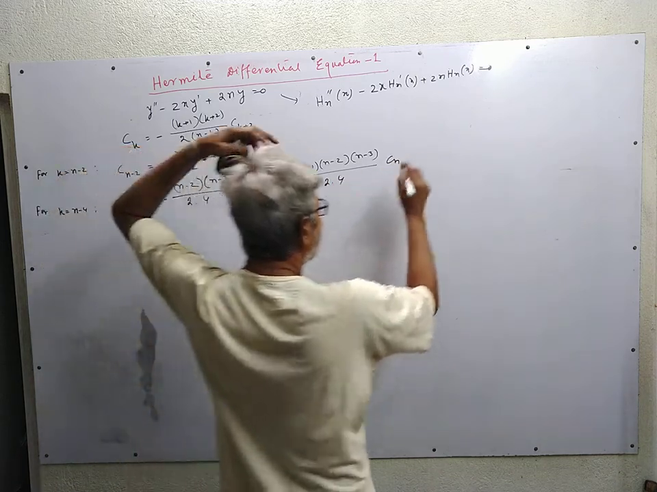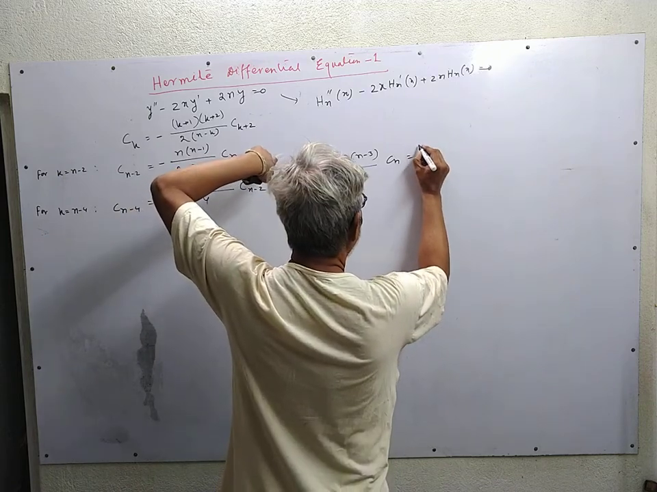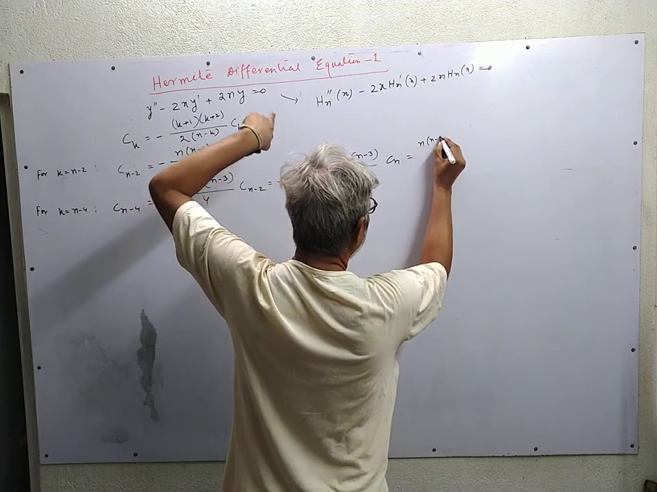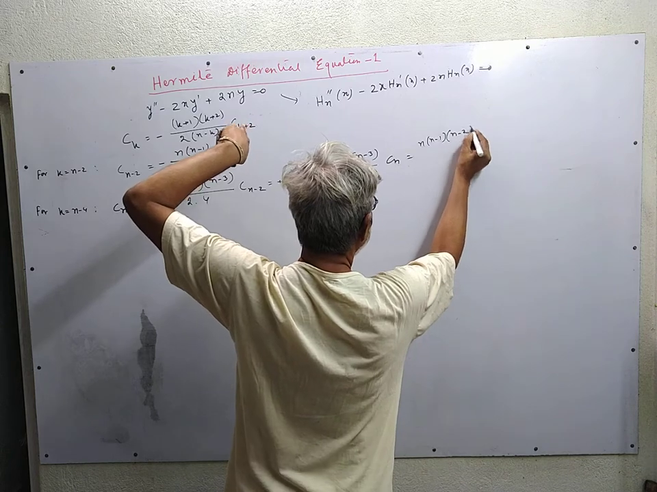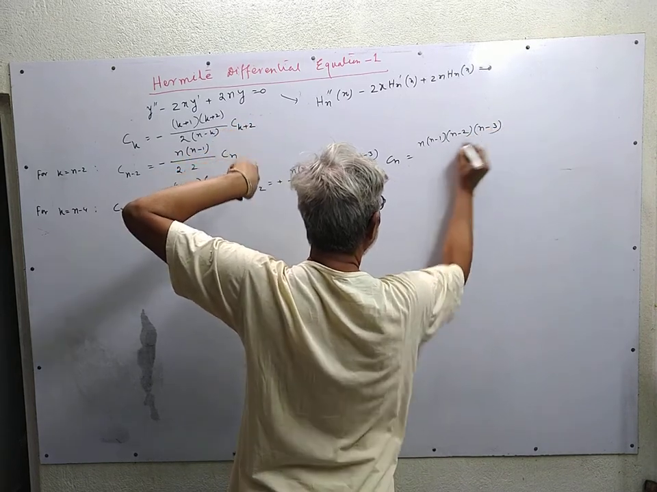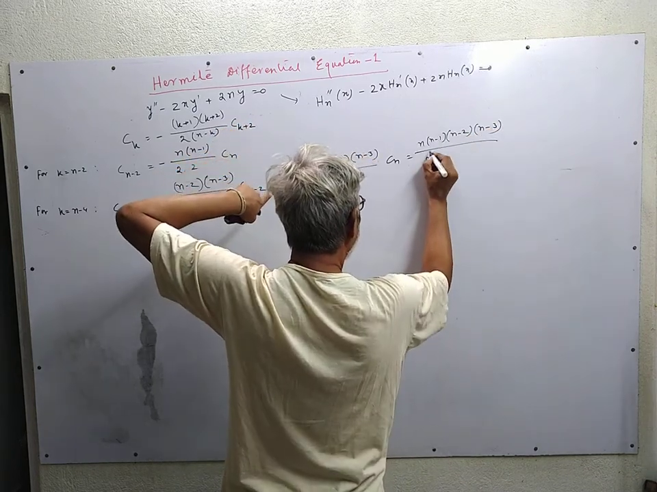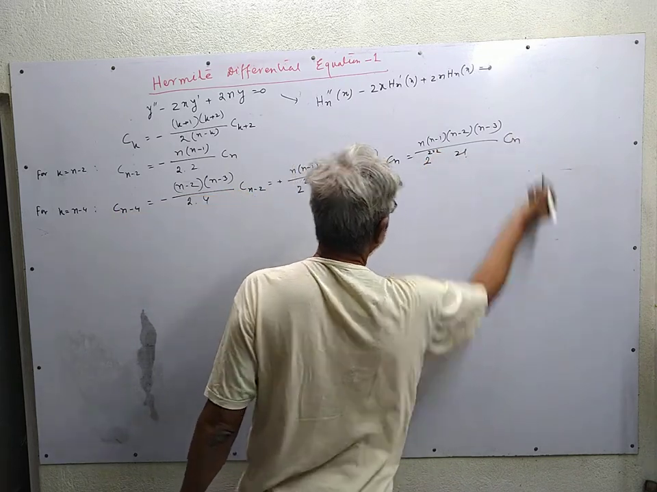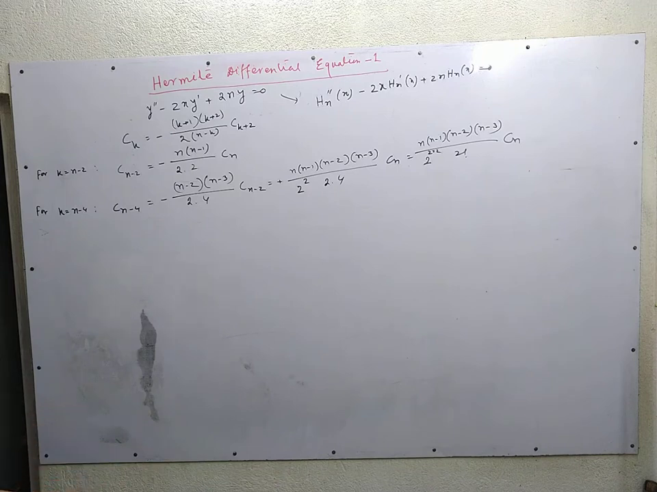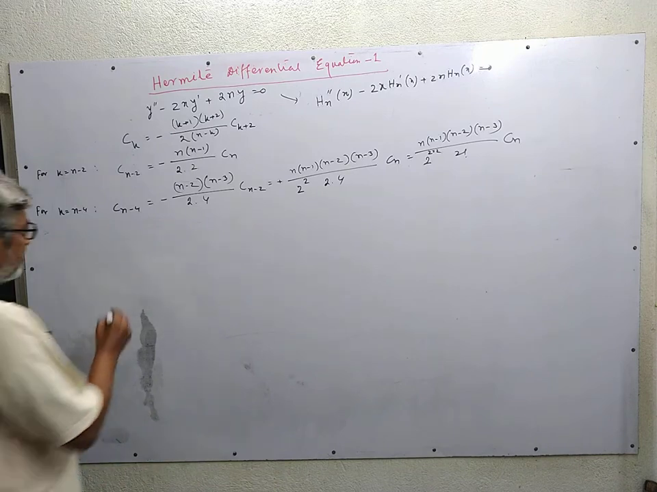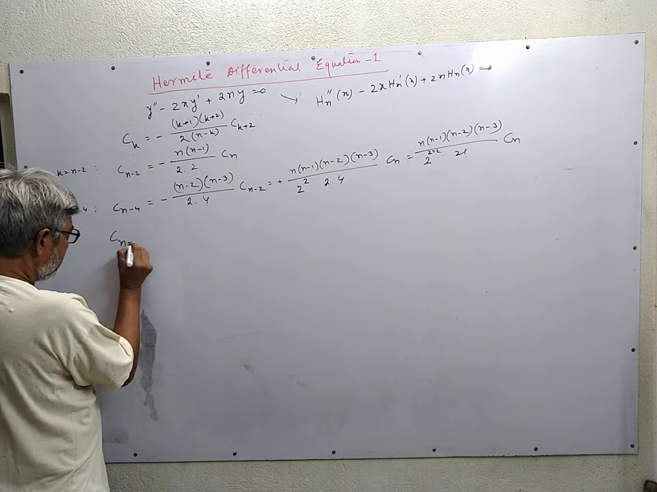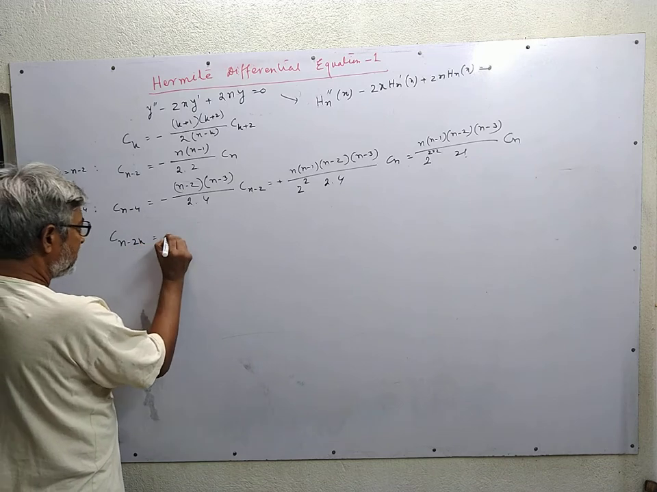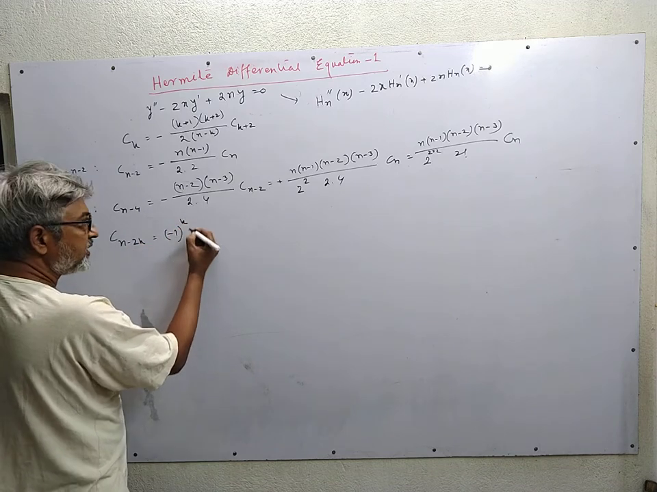This can be written as n into n minus 1, n minus 2 and minus 3, over 2 to the power 2 into 2 into 2 factorial, times Cn. Similarly, we can write C of n minus 2k is equal to minus 1 to the power k.